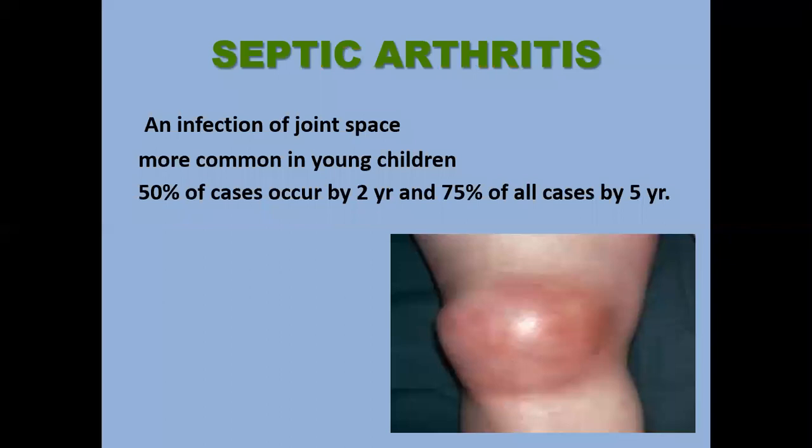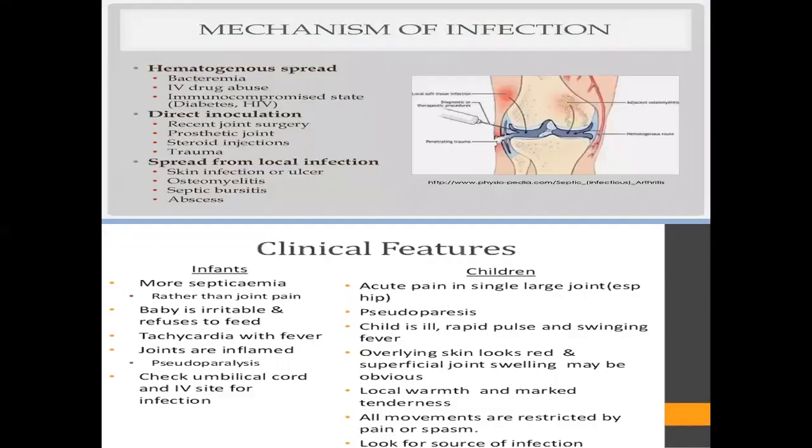Now another type, which is septic arthritis. An infection of the joint space, more common in young children. 50% of the cases occur by 2 years and 75% of all cases by the year. Has an inflamed joint. The mechanism of infection is hematogenous spread, direct inoculation, or spread from a local infection.